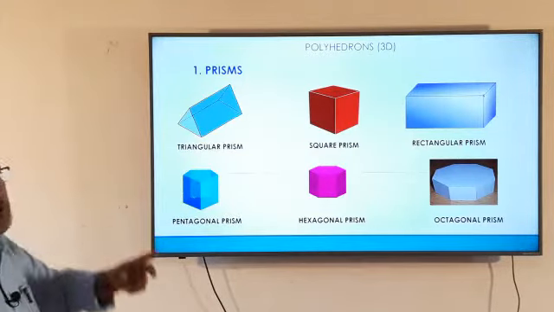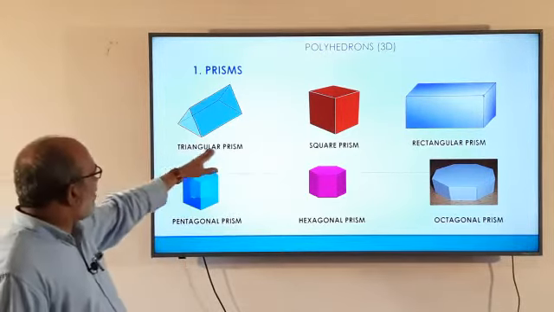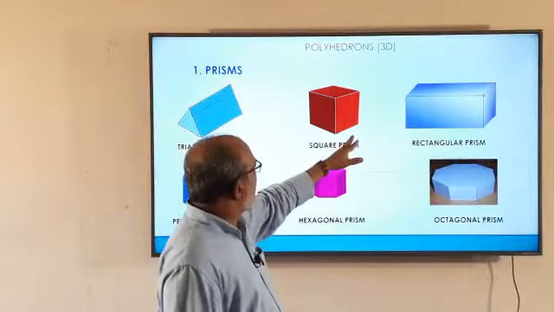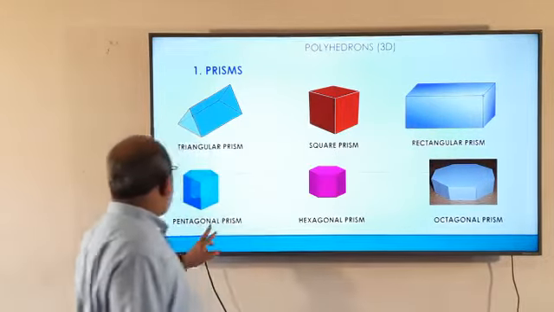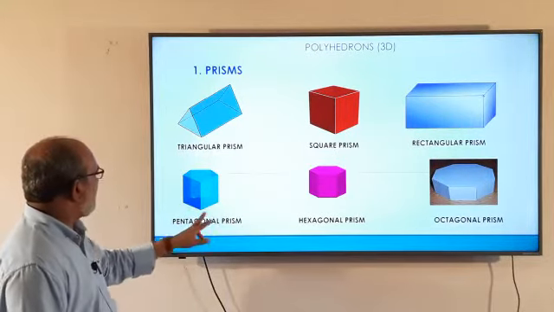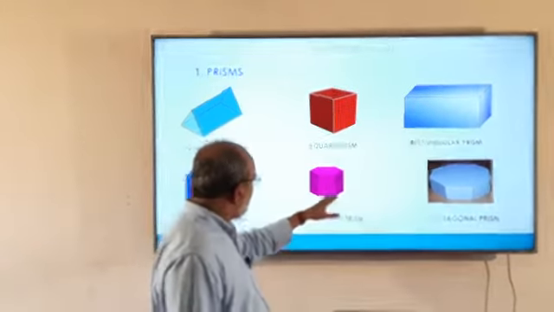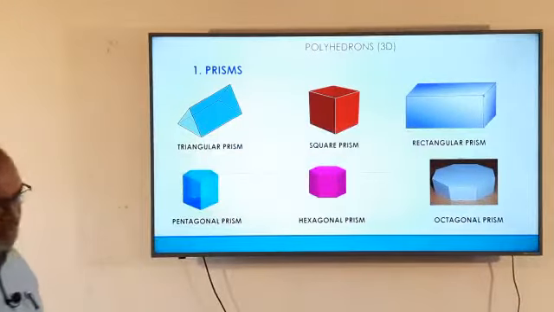Polyhedrons, I told you there are two families. One, the major one, is prism. See, it's a triangular prism, base is a triangle. It's a square prism, base is a square. Rectangular prism, base is a rectangle. Pentagonal prism, it is five-sided. It is a six-sided polygon, it's a hexagonal prism, octagonal prism. Okay, all these are prisms.